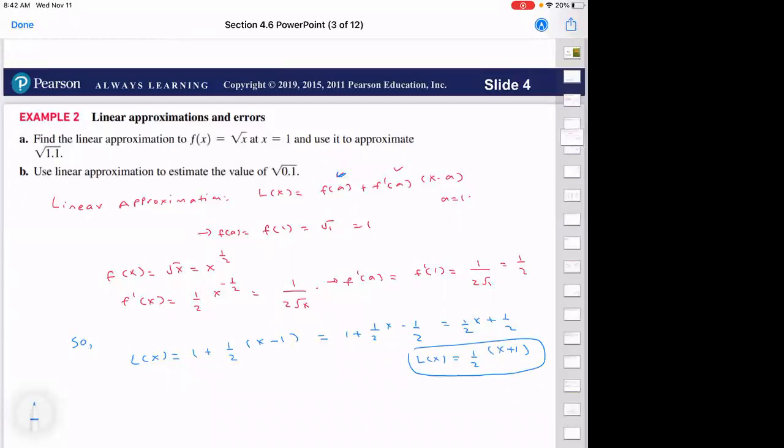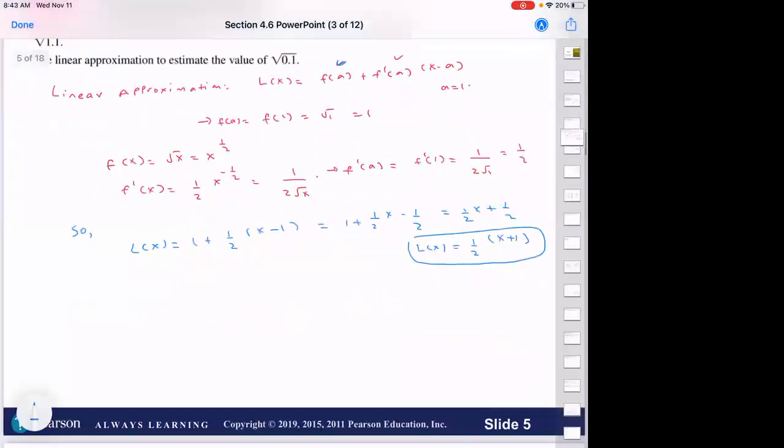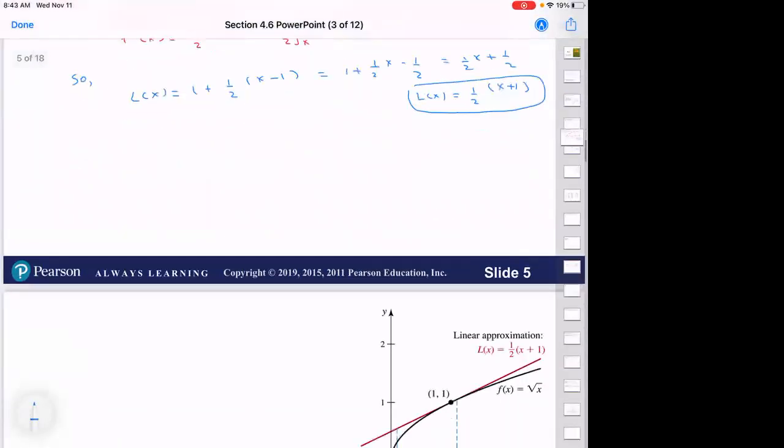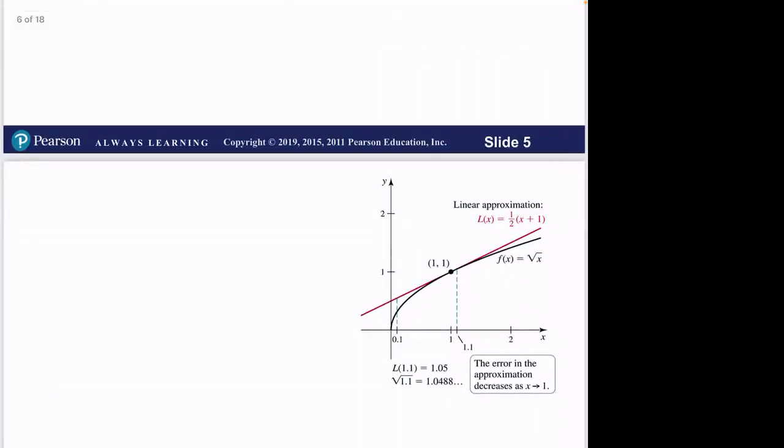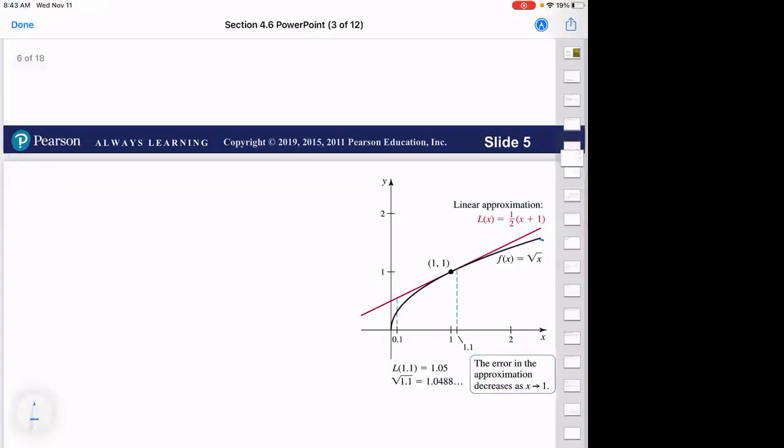So that is our linear approximation of the function f(x) equal to square root of x at the point a equal to 1. If you draw the graph, this is the graph of square root of x, which is not linear. And this red one is the graph of that linear approximation, the equation of the tangent line at the point 1.